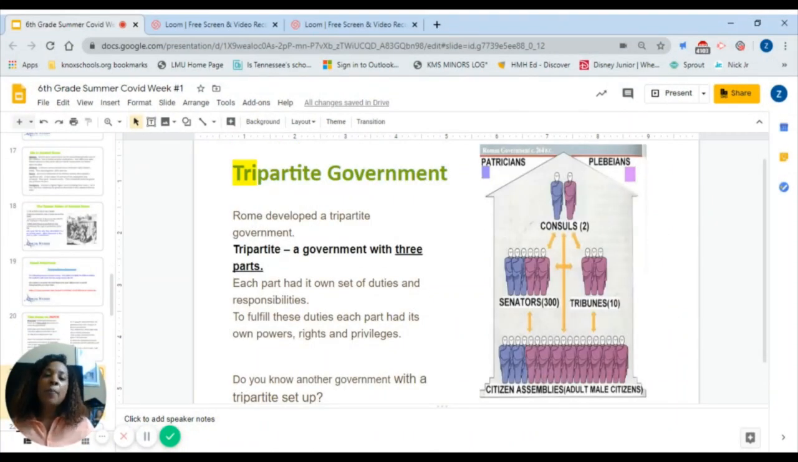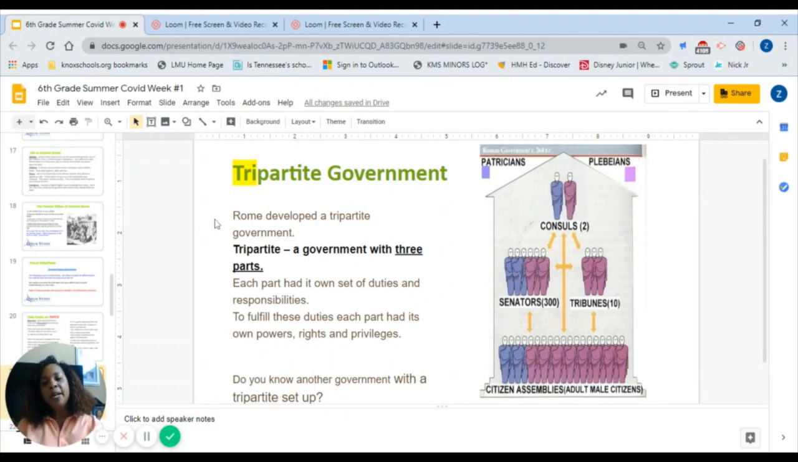So there was a tripartite government that was created. Analyze the image here on the side. Use your key to determine what two categories we're talking about. So the lilac is patricians, the purple is plebeians.